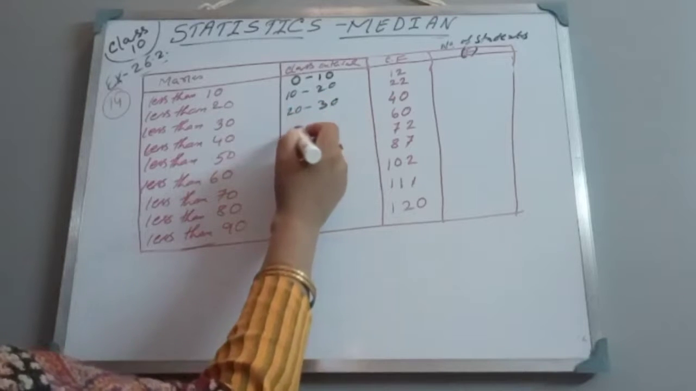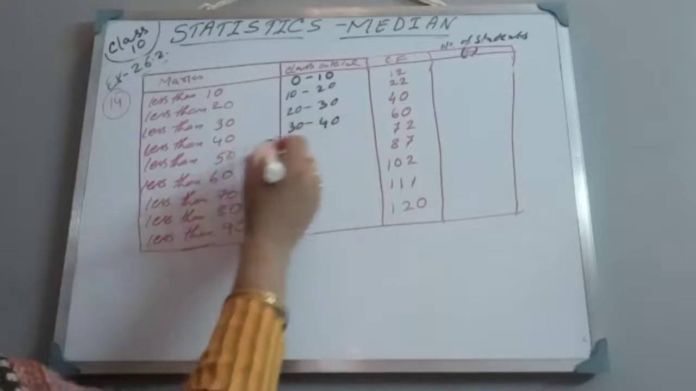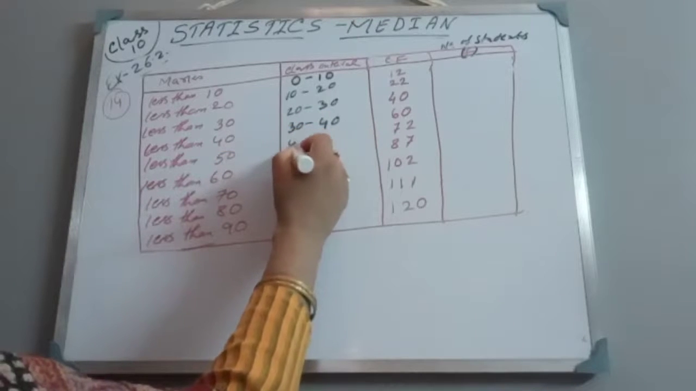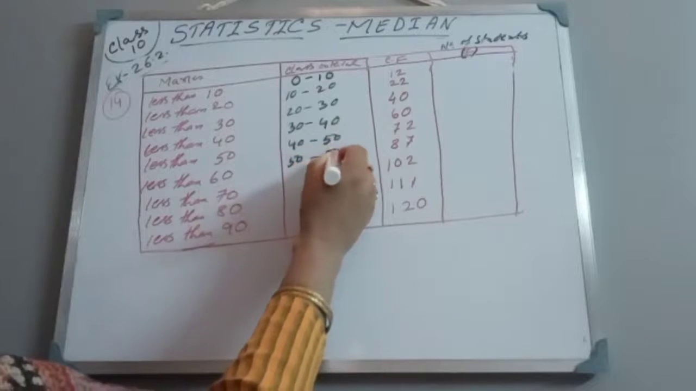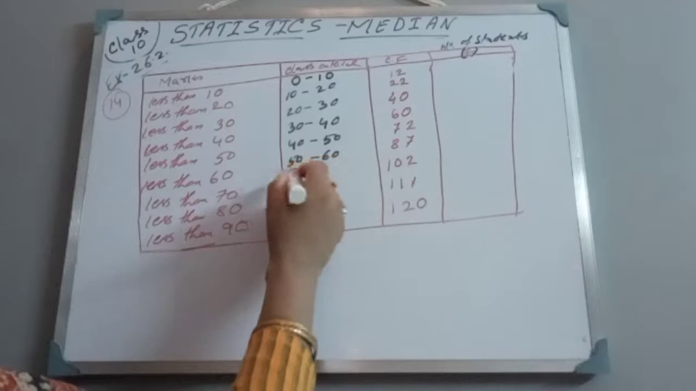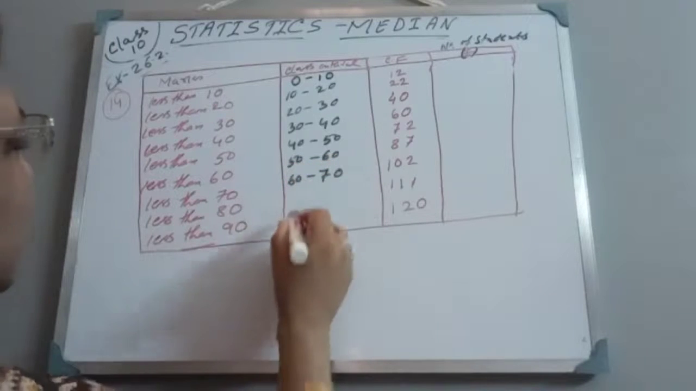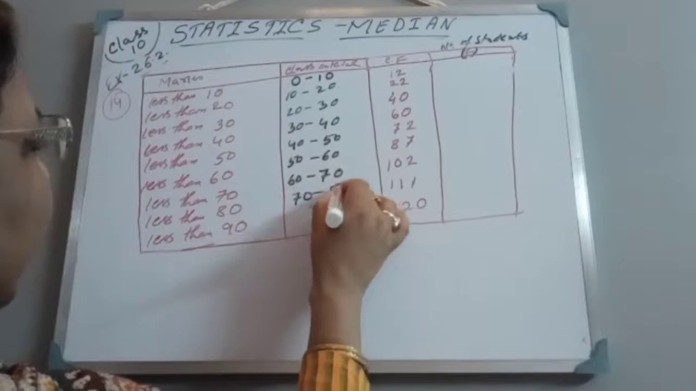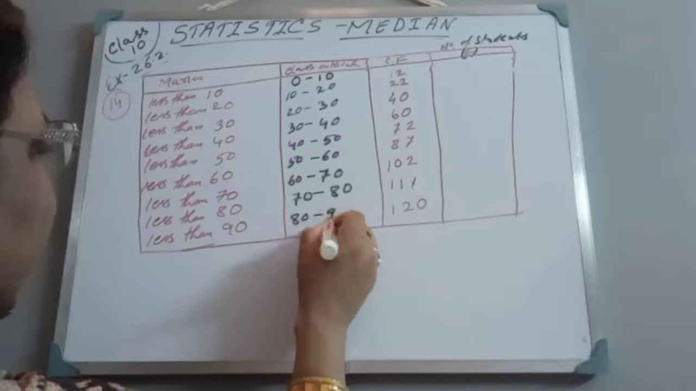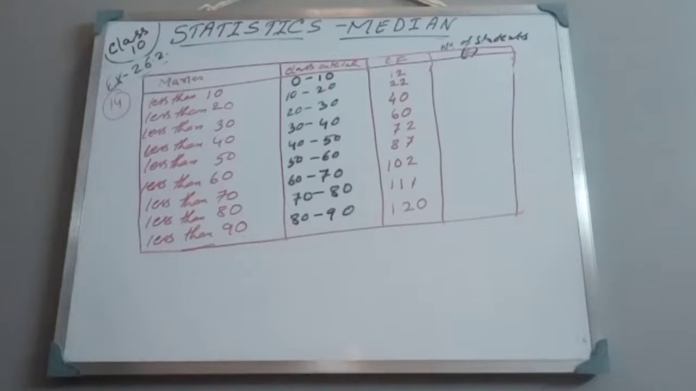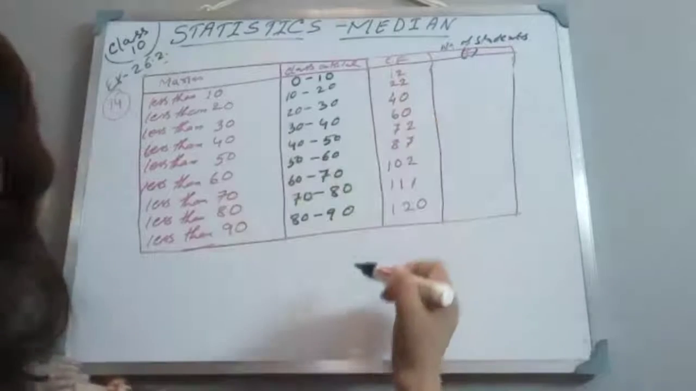Next is 30 to 40. Next less than 50, so it's coming 40 to 50. Less than 60, so it is 50 to 60. Less than 70, so it is 60 to 70. Less than 80, that means 70 to 80. Less than 90 means 80 to 90. The cumulative frequencies are given, as I have already said.